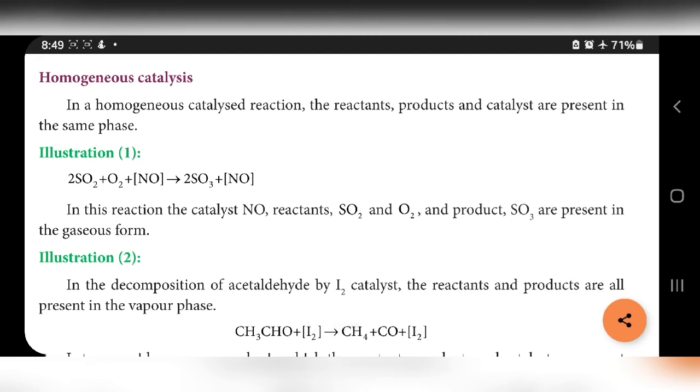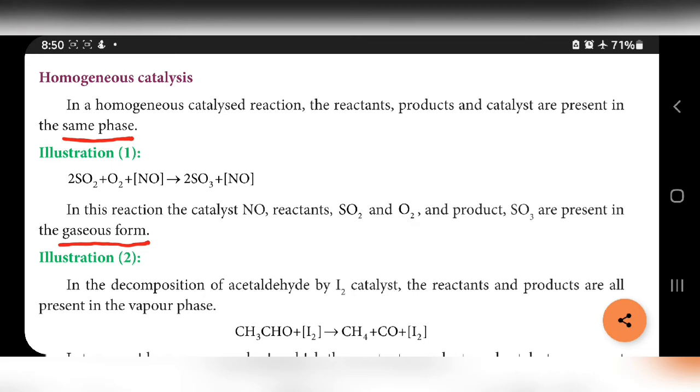Homogeneous means what? Homo means same. If reactant, product and catalyst are all in the same phase, that is called homogeneous catalysis. For understanding this, some examples are given. See the illustration: SO2 plus O2 are the reactants, and NO is the catalyst, all in the same phase. Here all are in gaseous form. So this is an example of homogeneous catalysis.